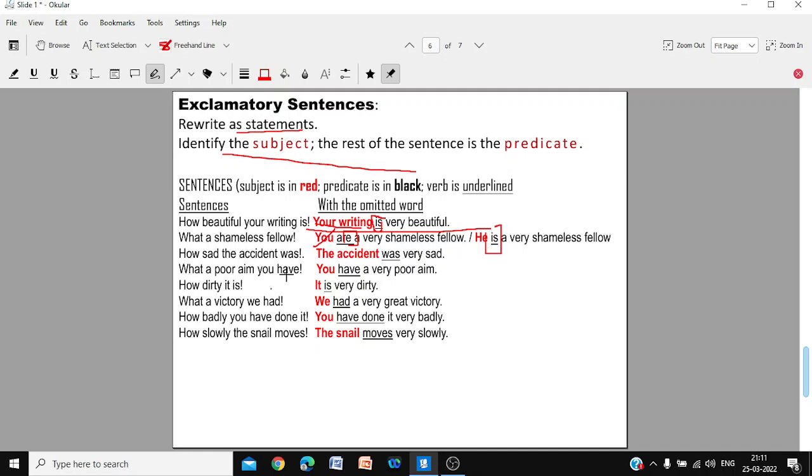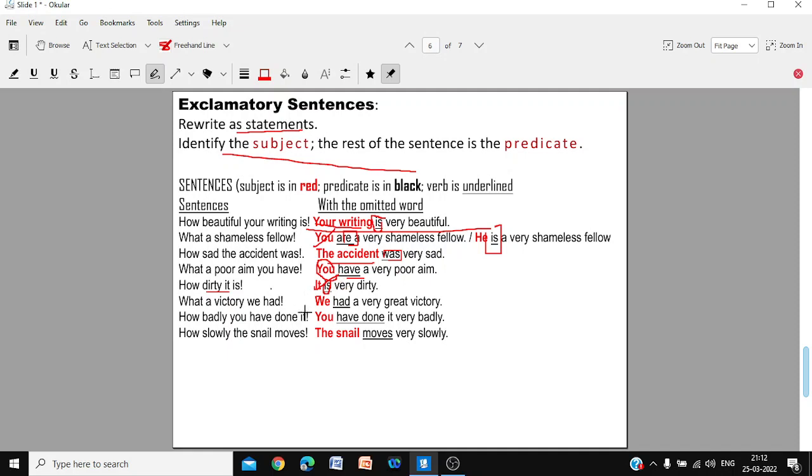How sad the accident was. The accident was very sad. Was the verb, so what comes before the verb is a subject. What a poor aim you have. Rewrite it as you have a very poor aim. So now have is the verb, so you is the subject, and all the rest will be predicate. How dirty it is. It is very dirty. So is a verb, so what comes before is a subject, and the remaining is the predicate.